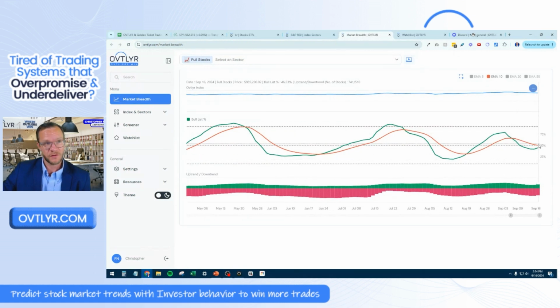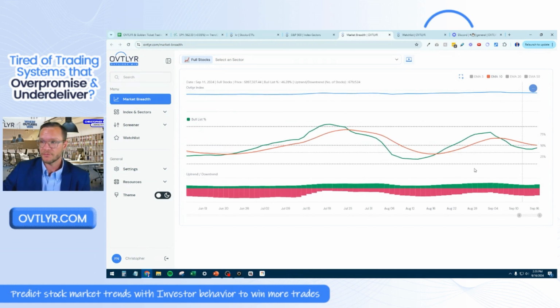This may cross back over as soon as tomorrow. It may. I'm not going to pressure it. I'm not going to force it. I'm just saying it may turn back up tomorrow and we might have bullish breadth.